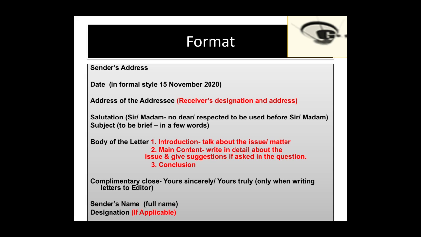Then in the next line, we write the subject, and the subject should be very brief, in few words. After writing the subject, we leave a line and start with the body of the letter. Now, the body of the letter is divided into three paragraphs. In the first paragraph, we write the introduction, that is, we talk about the issue or the matter we are going to write about. Second is the main content. We write in detail about the issue and give some suggestions if asked in the question. And the third paragraph is the conclusion. We conclude our problems.